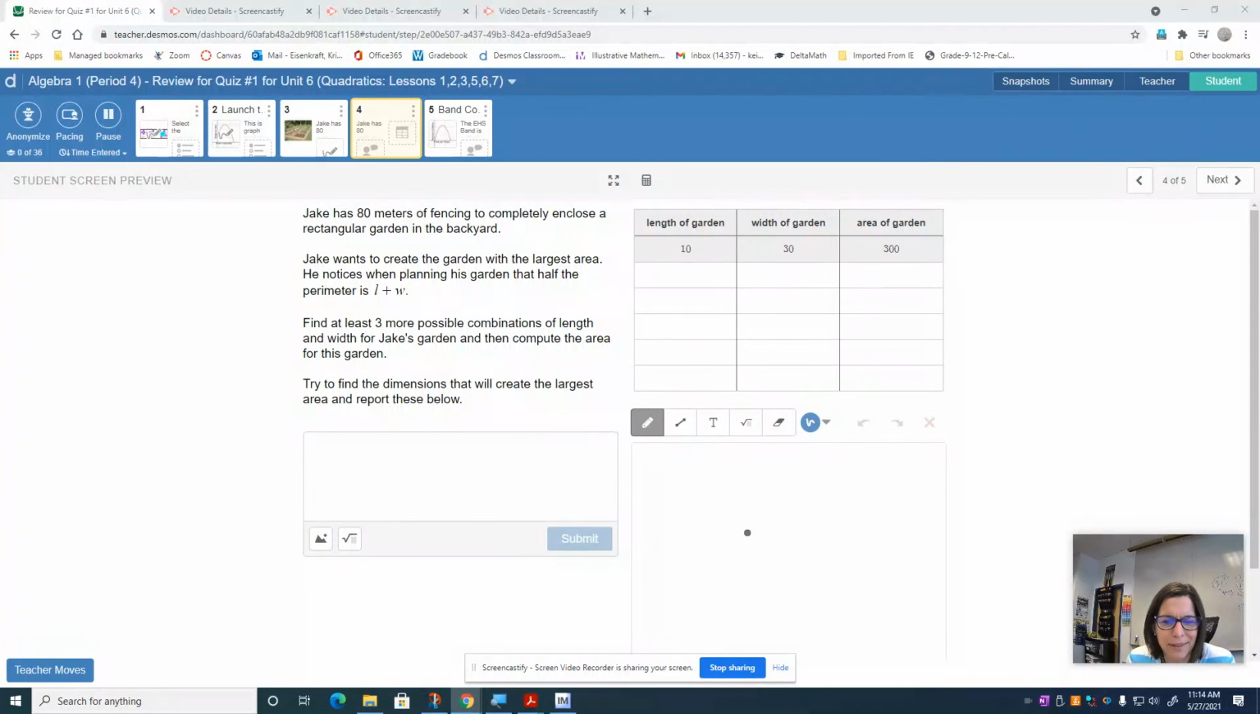All right, slide 4 is an extension of slide 3 in this rectangular garden. So there's a sketch pad down here, and then a table, and then an answer box. So it's the same situation. Jake has 80 meters of fencing to completely enclose his garden, and he wants to create a garden with the largest area. So we're going to try to maximize it. And what's weird is that even the same amount of fencing can create all these different rectangles that have different areas, which is kind of odd.